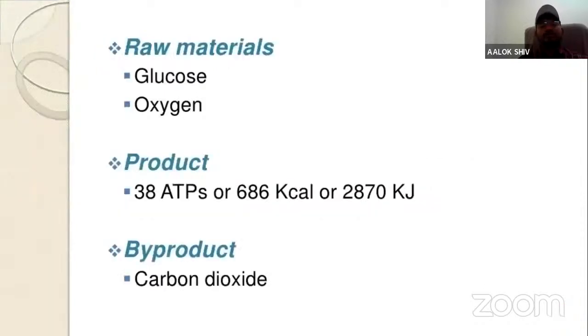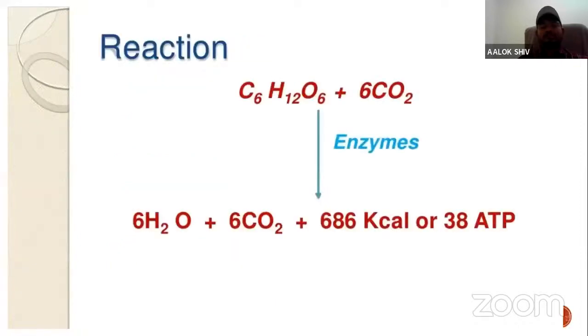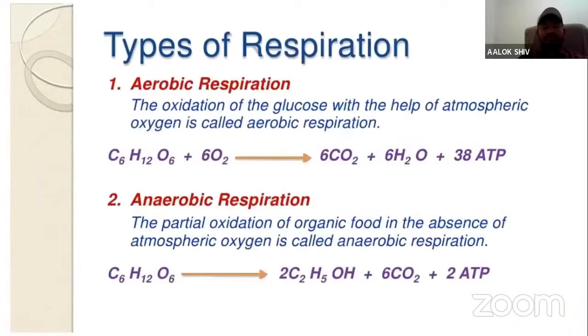So what are the raw materials for respiration? It is glucose and oxygen, and what is the product? It is ATP, 38 ATP. And what is the byproduct? It is carbon dioxide. So this is the general reaction of respiration. The glucose which is formed during photosynthesis with the help of carbon dioxide and enzymes releases the energy and also gives the byproducts in the form of water and carbon dioxide.